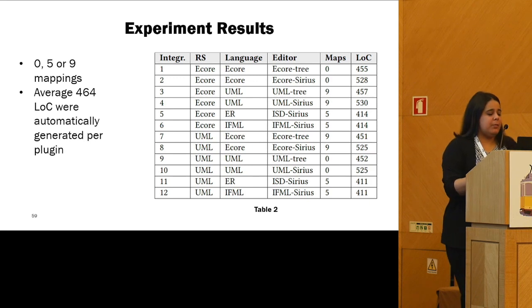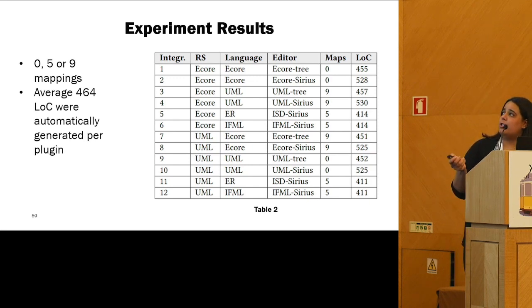So here are the experiment results. First, we have how many integrations we did, the original recommender system, the language of the original recommender system, and the language we adapted to if an adaptation was needed. Here, as you can see, it's from Ecore, so there is no adaptation needed. Then the editor we integrated, and how many lines of code were automatically generated for this integration. You can see there are 0 mappings here, because for these there is no mapping needed. But the other ones have from 5 to 9 mappings, depending on whether the tool supported attributes and operations, or only operations alone.